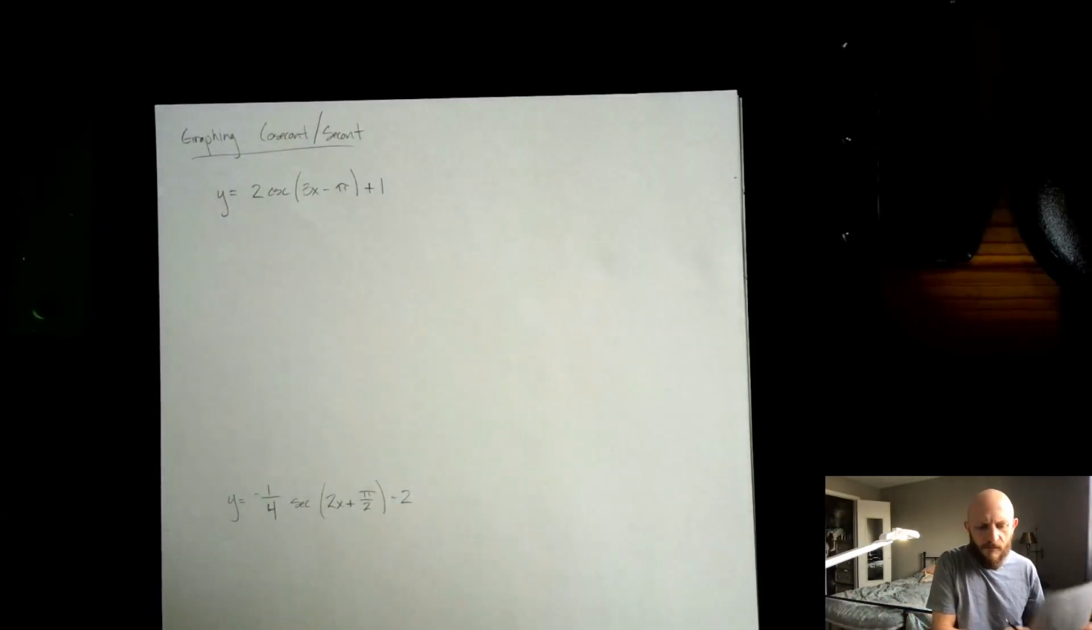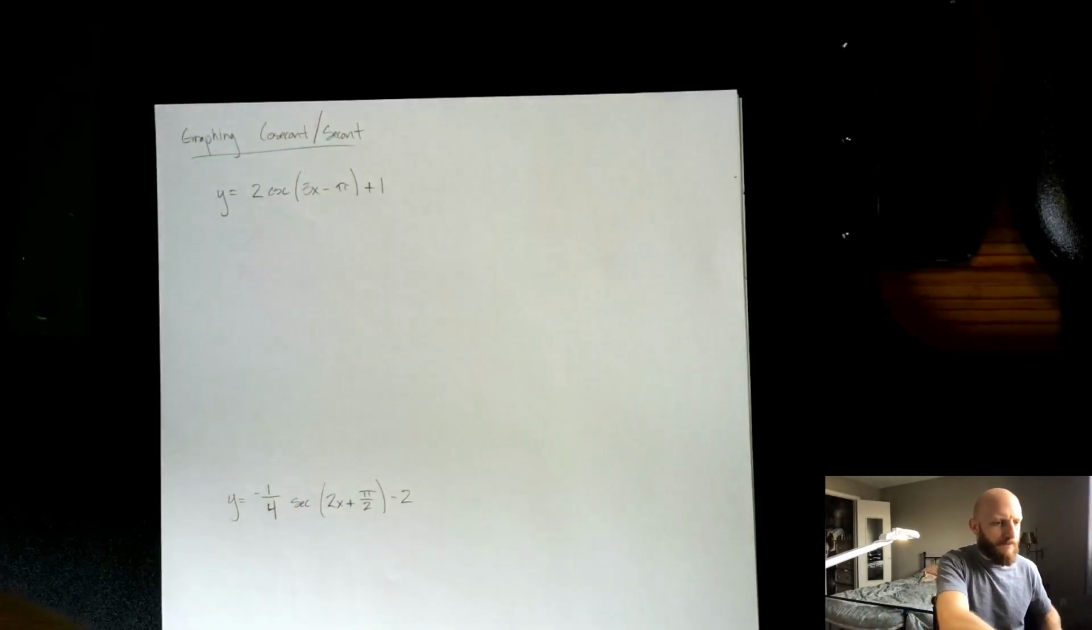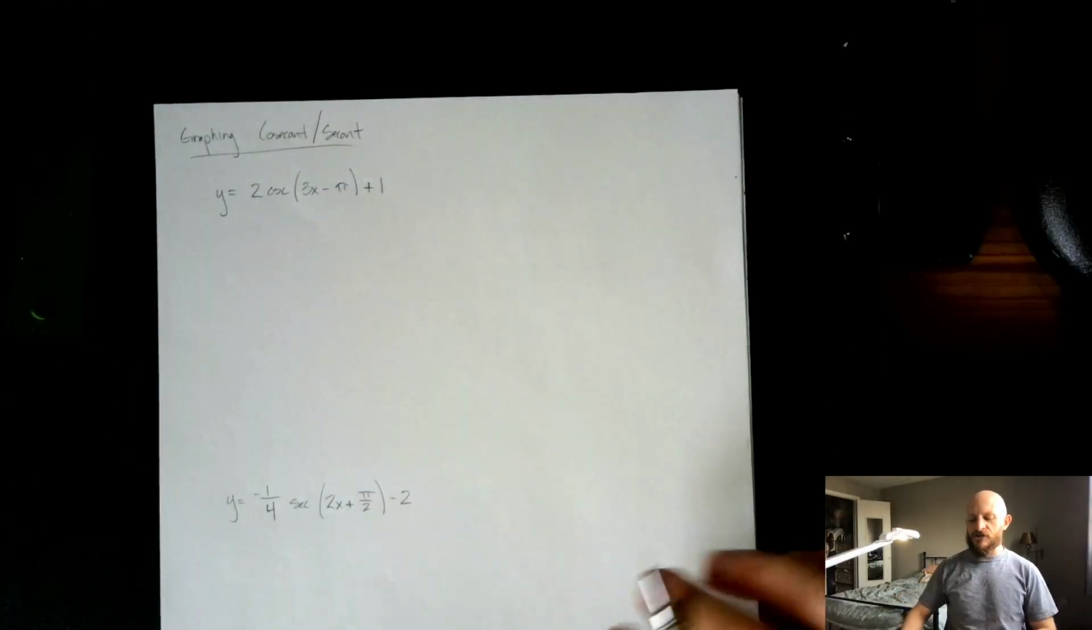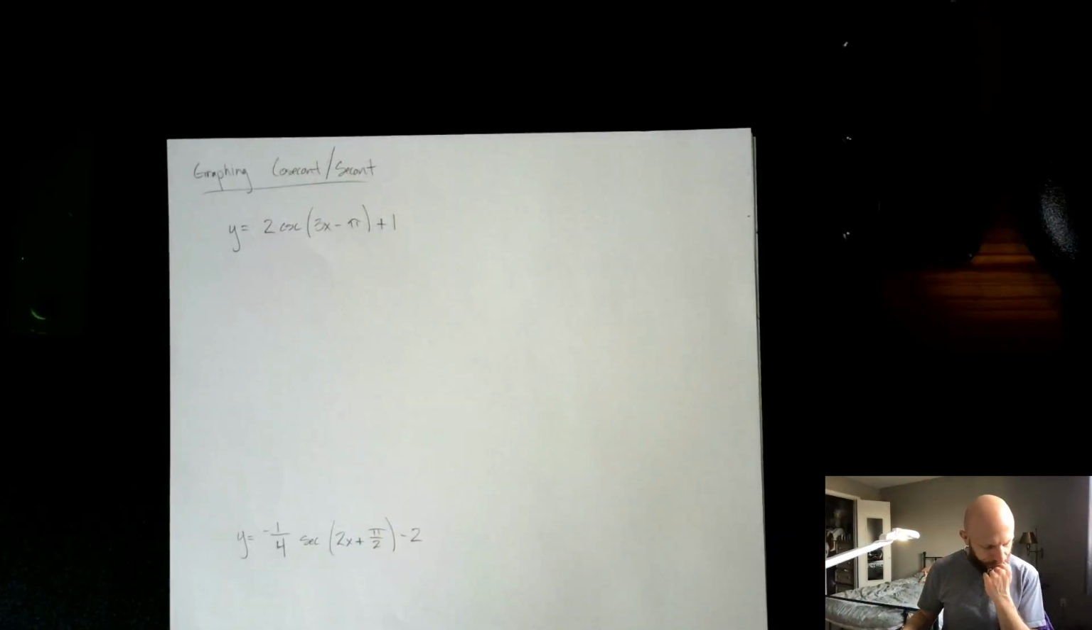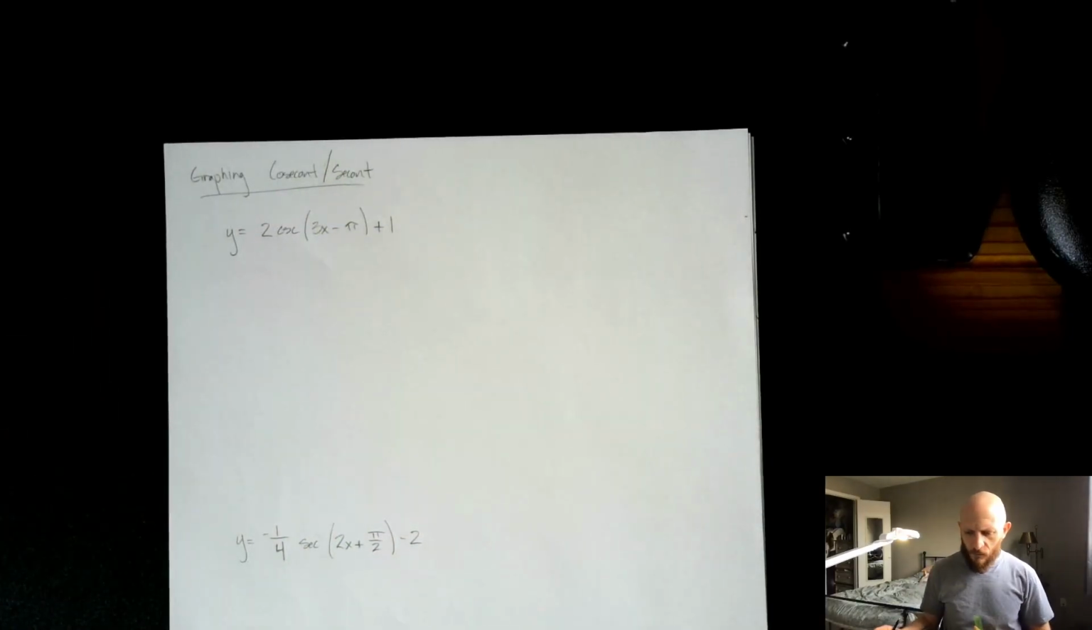All right, so let's try graphing some cosecant and secant given the equations. My personal opinion, and I feel this way about tangent and cotangent, is that graphing cosecant and secant is a little bit easier than graphing sine and cosine. The reason is because with sine and cosine, you've really got to be really careful about the phase shift.